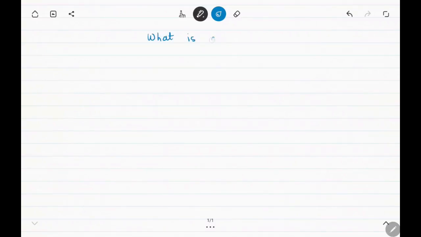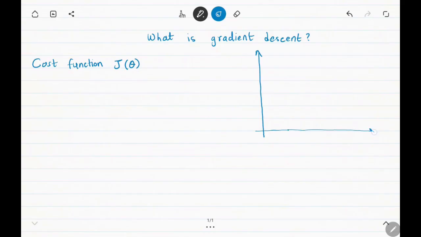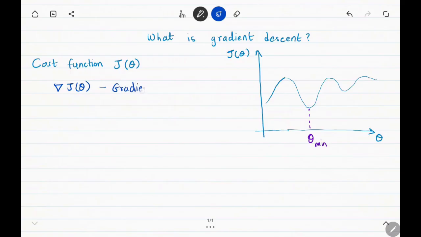What is gradient descent and why is it called so? Suppose we have a cost function J(θ). Think of it as a landscape. Some choices of parameter θ give large error, some give small error, and our aim is to find the lowest point. The gradient, denoted by ∇J(θ), is a vector that points in the direction of steepest increase in the cost.